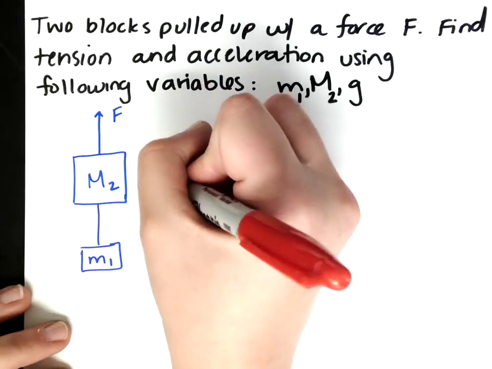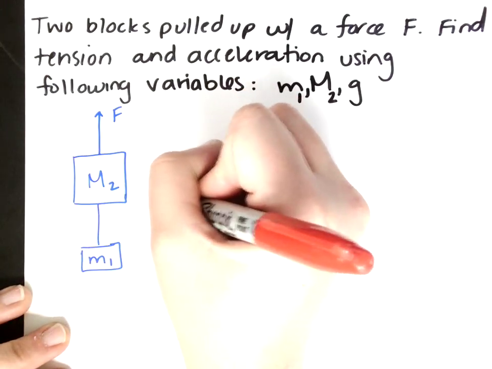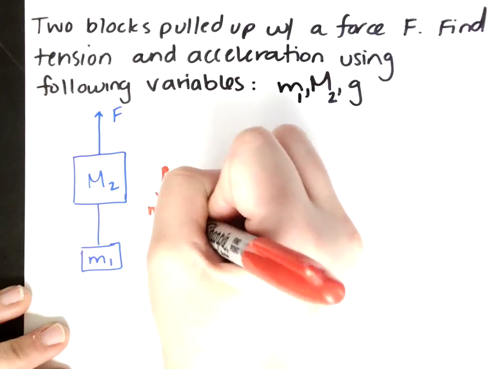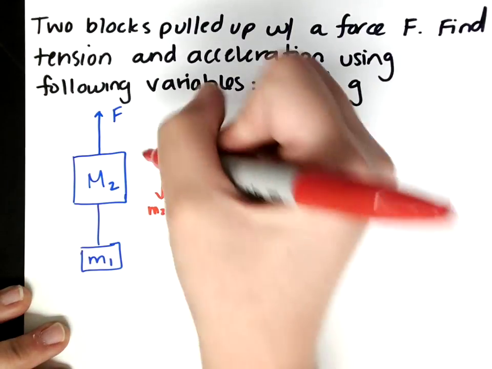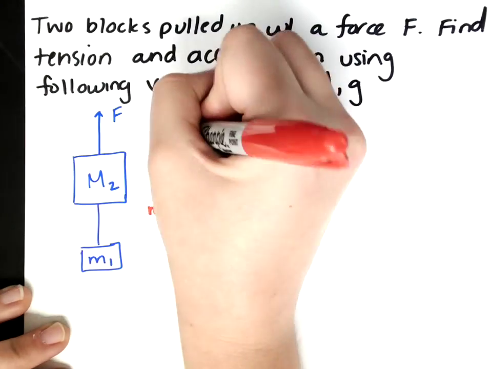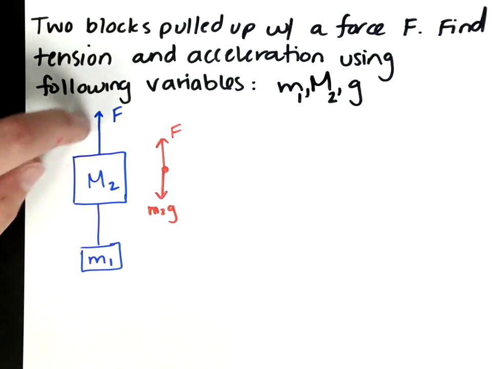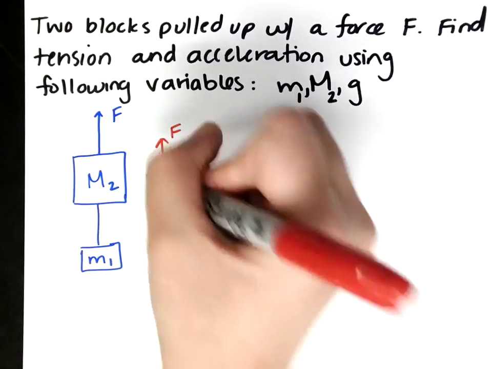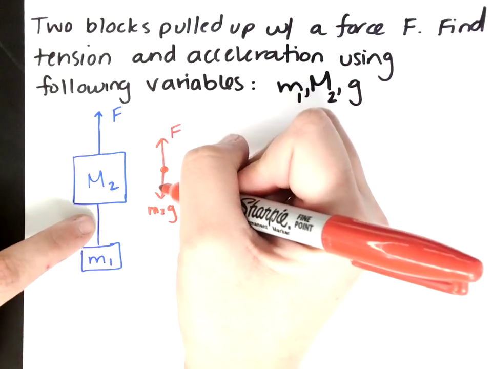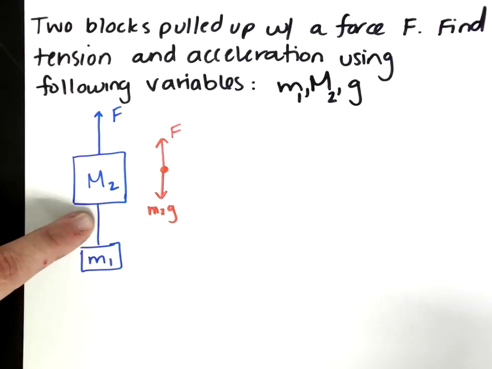Free body diagrams. Okay, so we have M2G pulling down on M2, and then we have the applied force pulling up. So we're taking care of this tension in this string right here by calling it just F. Okay, but it does have a string that's pulling down on it here, right? Is it still F? No, we just called it F.